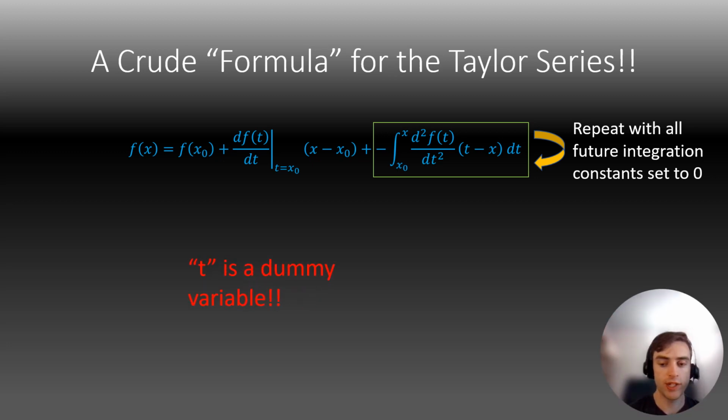So one thing I forgot to mention is that t is actually a dummy variable. So it can be anything including x. And that's going to be important for generating the Taylor series using your function f of x.